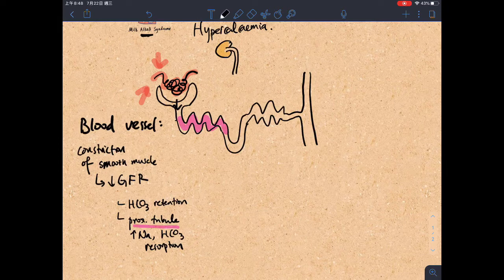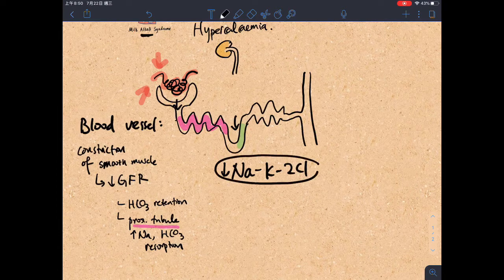Hypercalcemia also has an action on our loop of Henle. The action of calcium on the thick ascending loop of Henle is that they activate calcium sensing receptors. And these calcium sensing receptors have a function of inhibiting the sodium, potassium, and chloride cotransporter. So when you have too much calcium, you have lots of activation on the calcium sensing receptor, and you end up inhibiting a lot of these.